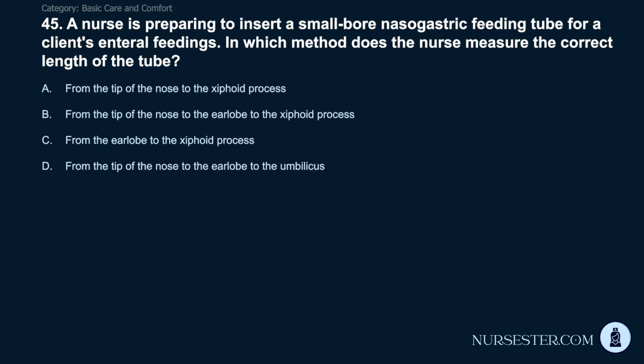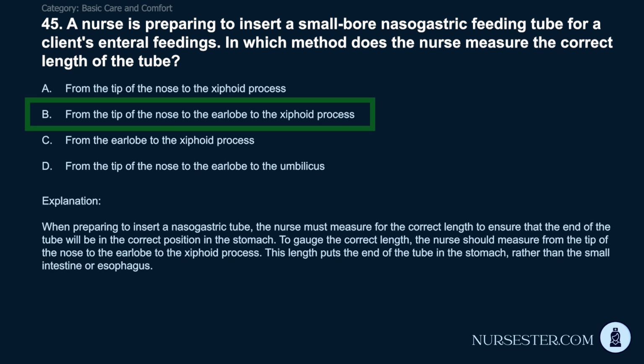45. A nurse is preparing to insert a small-bore nasogastric feeding tube for a client's enteral feedings. In which method does the nurse measure the correct length of the tube? A. From the tip of the nose to the xiphoid process. B. From the tip of the nose to the earlobe to the xiphoid process. C. From the earlobe to the xiphoid process. D. From the tip of the nose to the earlobe to the umbilicus. Correct answer, B. From the tip of the nose to the earlobe to the xiphoid process.